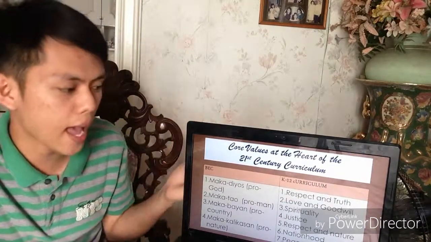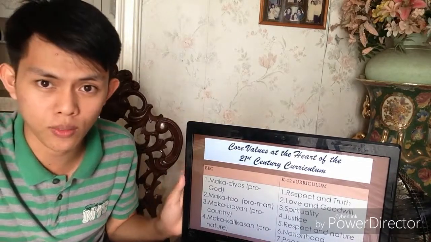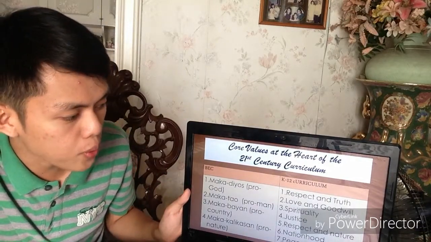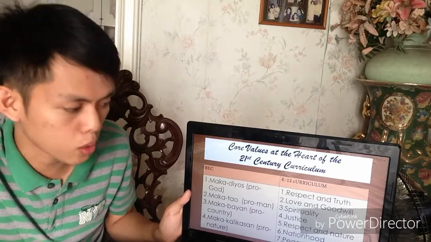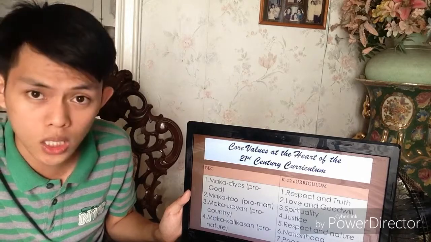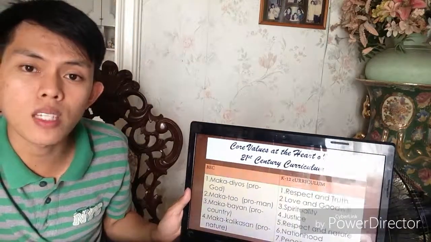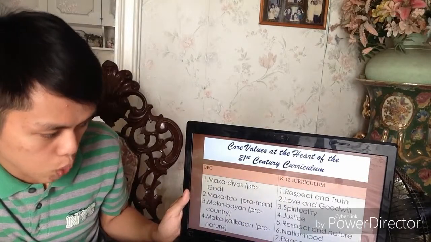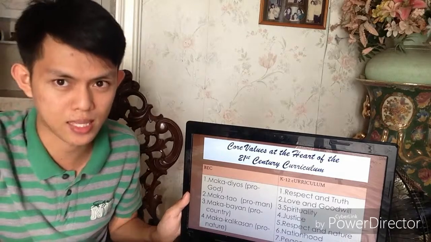So on the other side, we have 7 core values of the K-12 curriculum. So we have first, respect and truth. Number 2, love and Godwill. 3, spirituality. Number 4, justice. Number 5, respect and nature. 6, nationhood. And 7, peace.